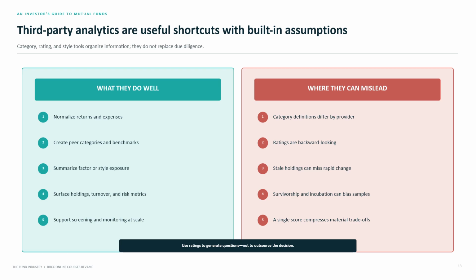A 5-star history can easily outlive the team that earned it. That does not make ratings useless. It makes them question generators. Use a rating to ask why the fund scored well, whether the same process is still in place, and what risks the score does not capture. Stars are useful assistants. They make terrible portfolio managers.